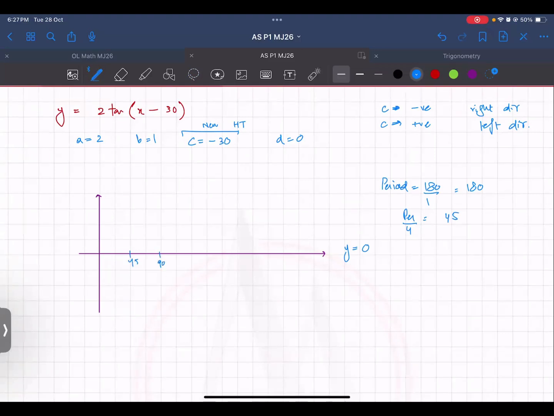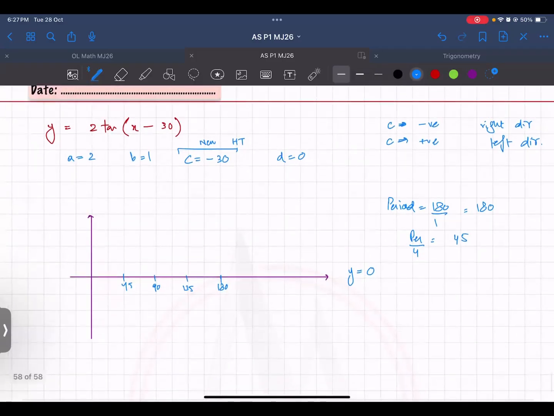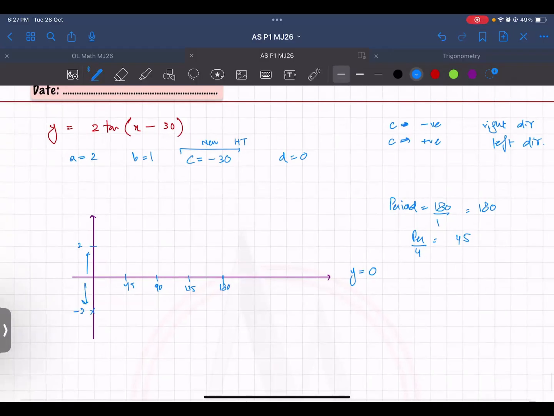So 45, 90. Now look what will you change? Now this is the important part. 135, 180. And amplitude is 2. So it will go from 0 till 2 and 0 till -2. If we draw it right now, we know there would be an asymptote over here, and the points would be passing like this from 0 to this point, and then coming in from negative infinity to this point, and then joining it at 180 like this.